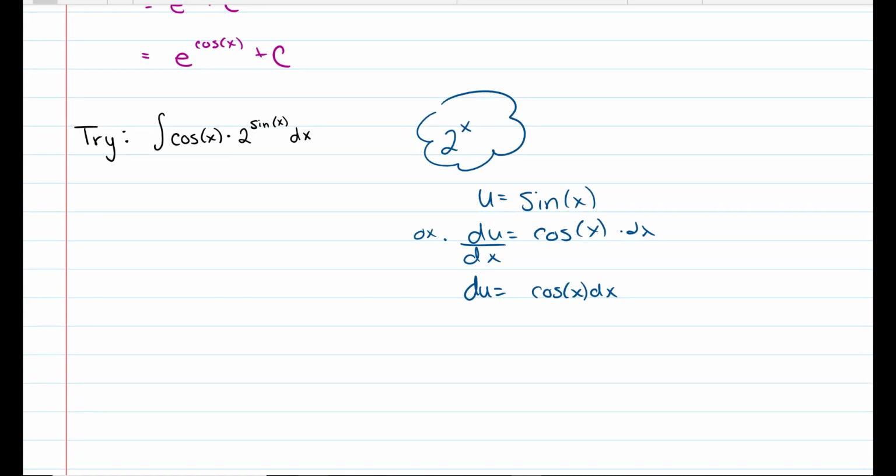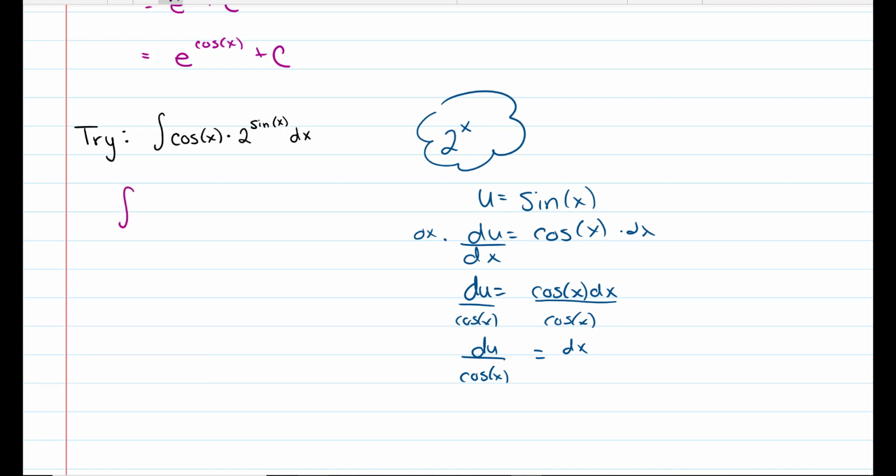And I want the dx by itself. This is another way to approach it. If you can substitute right now and you're okay, that's fine. If you want to do this extra step, that's also okay. So I'm going to divide both sides by cosine of x, and I get du divided by cosine of x is equal to dx. So now I'm going to substitute everything in.